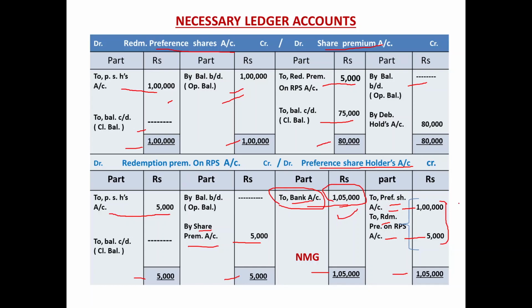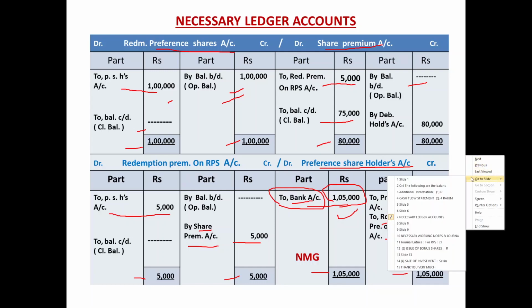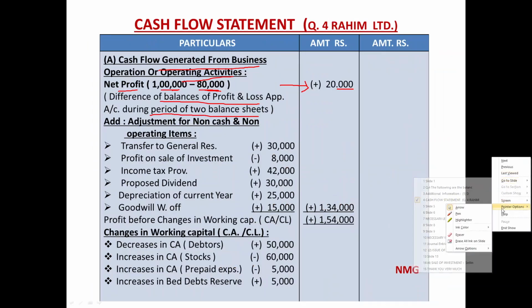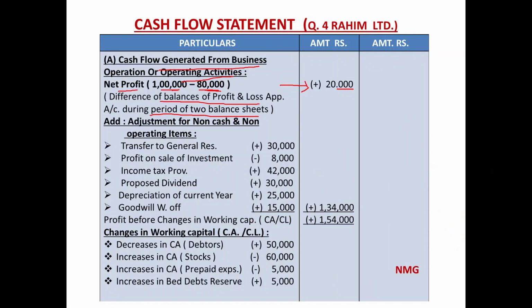So let us report these 2 entries, one from general reserve and second from this preference shareholders account, in the cash flow statement. Have a look. Title A, cash flow from operating activities. We already decided the profit of the year, rupees 20,000, and now adjustments for non-cash and non-operating items. Transfer to general reserve plus 30,000.